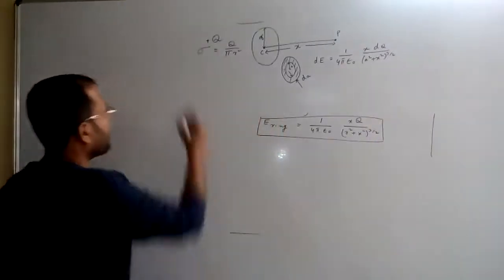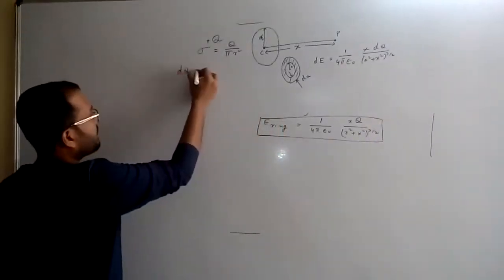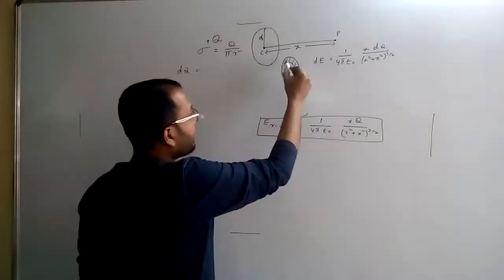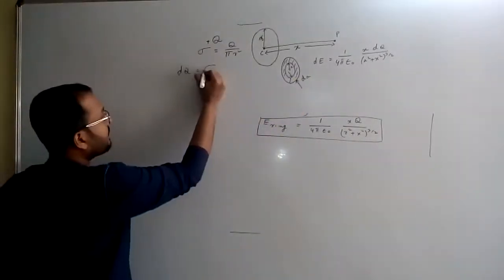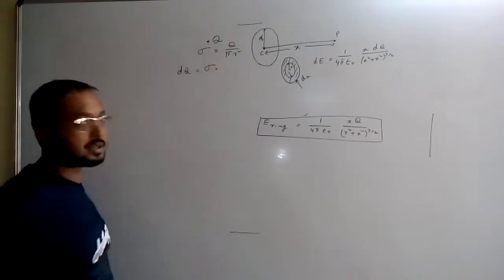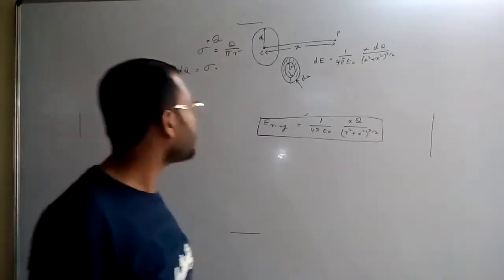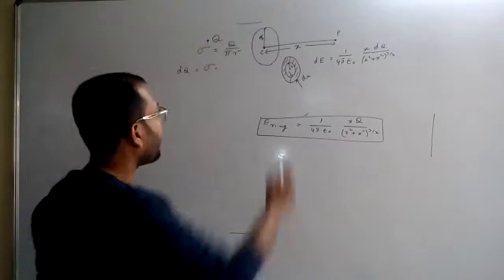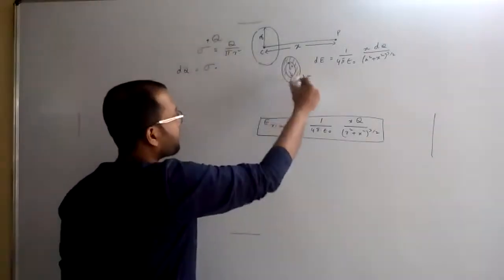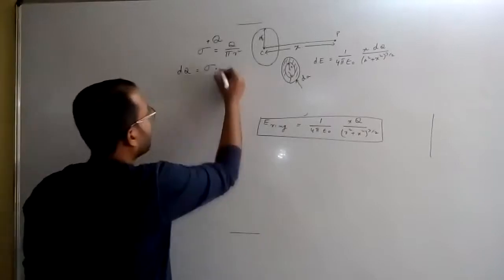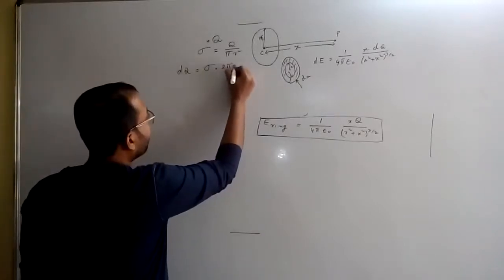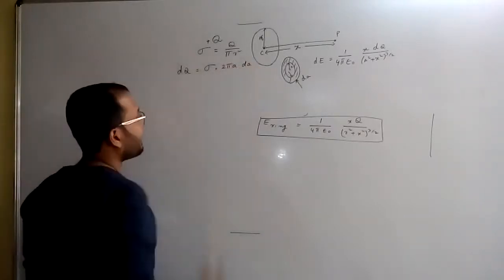What is dq? dq is the charge carried by this infinitesimally thin ring. Well, what is that charge? It is the surface charge density, or the charge per unit area, which is uniform, which is constant, multiplied by the area of this shaded region, which is the area of the infinitesimally thin ring. How much is that? The area of the ring is 2 pi a dA.